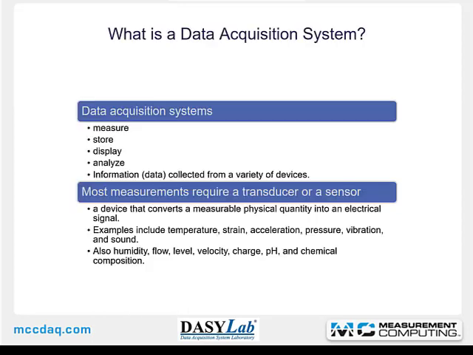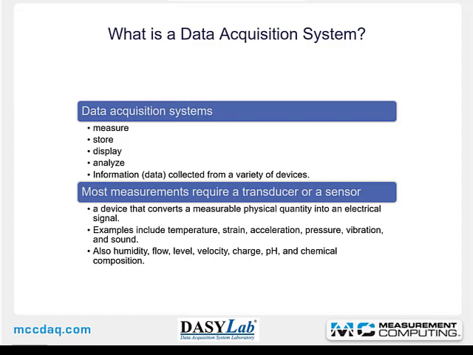What is a data acquisition system? A data acquisition system measures, stores, displays, and analyzes information or data collected from a variety of devices. This distinguishes a data acquisition system from something such as a standalone oscilloscope or a standalone analyzer.